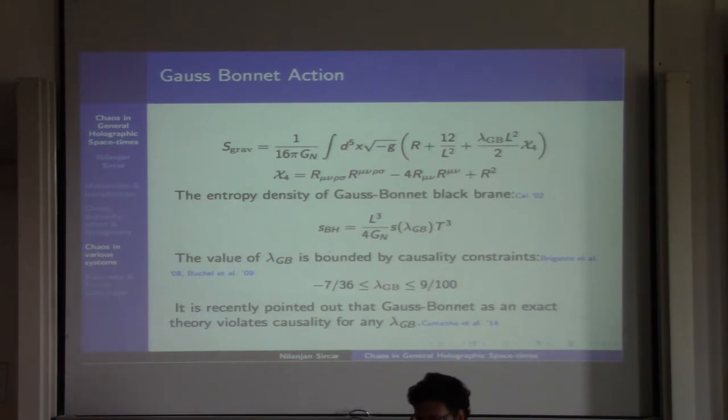I am emphasizing this point because we found very different behavior given whether this Gauss-Bonnet coupling is positive or negative. And you know, this Gauss-Bonnet theory is not exact. If you take it as an exact theory, it is not causal. It was shown so. But we are assuming that this is some approximation of some more higher derivative theory.